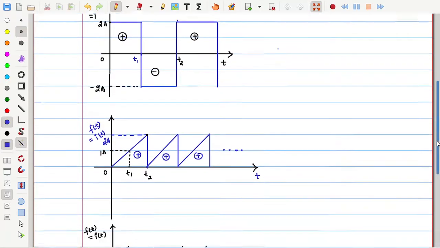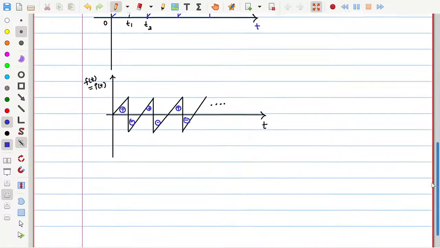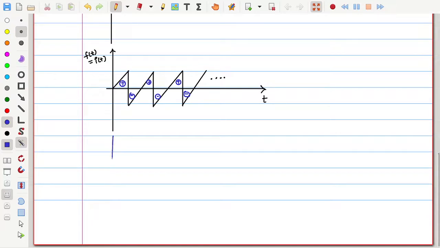So I'll show one more waveform. See here, it is changing the amplitude, and it is changing the polarity also. So this kind of waveform can also be called an AC waveform. And let me introduce one more alternating waveform which is very interesting, and we will mostly be focusing on this waveform.